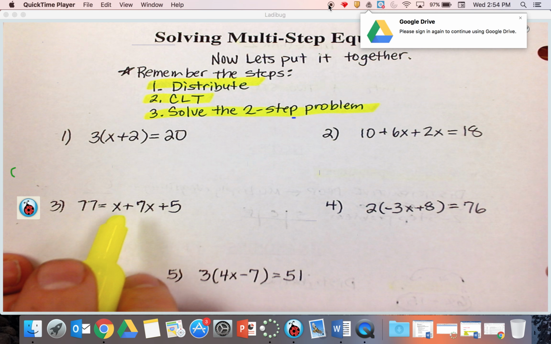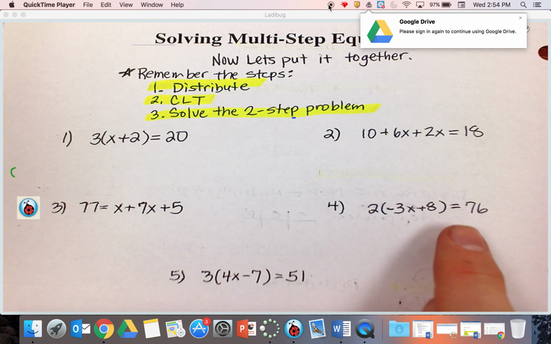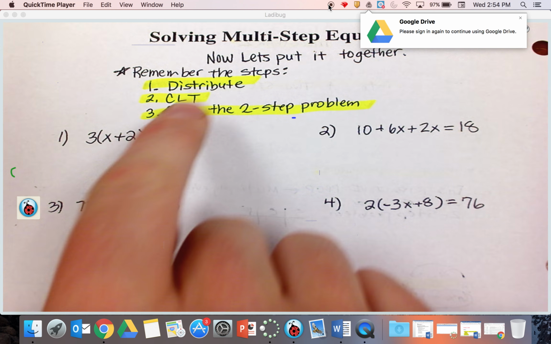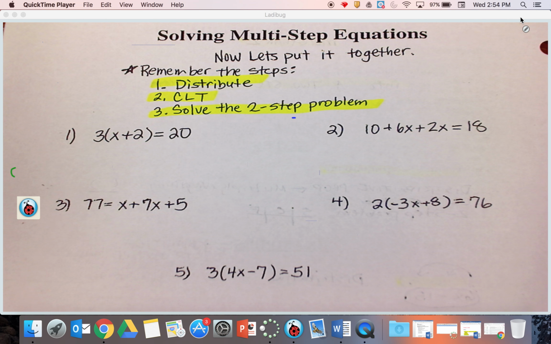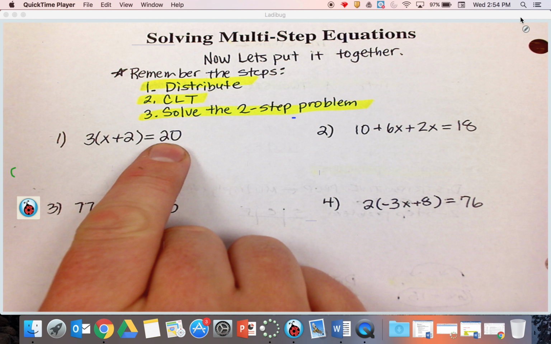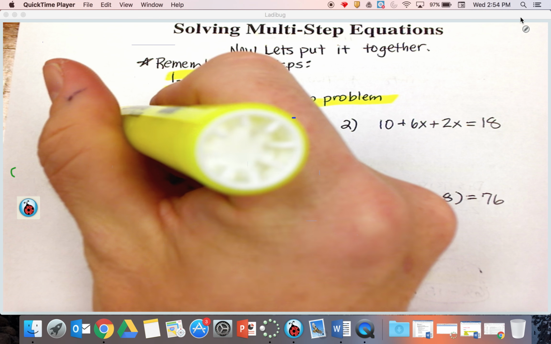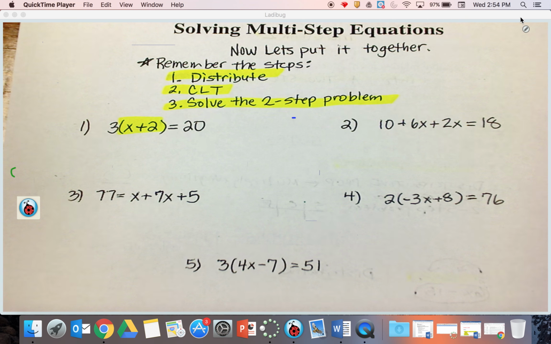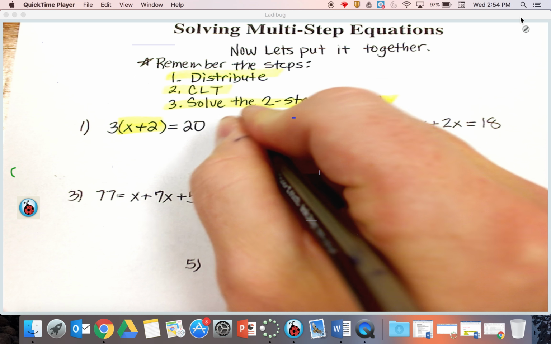These are all two-step equations. These are all equations because they have the equal sign. So these are where I need to use my steps, and I can get it down to a two-step equation. So if I look at the first one here, 3 times x plus 2 is equal to 20. I have parentheses. Those parentheses tell me I need to do the distributive property first.